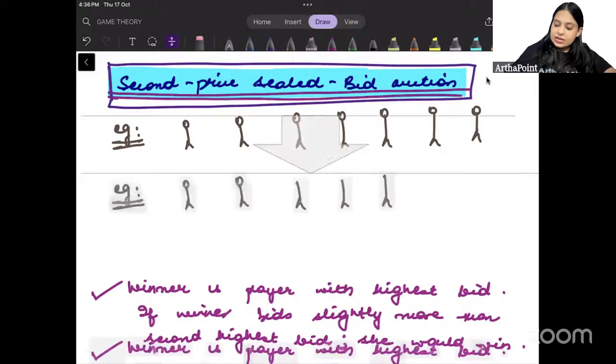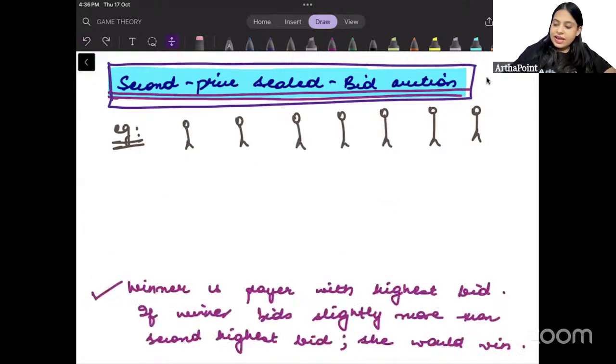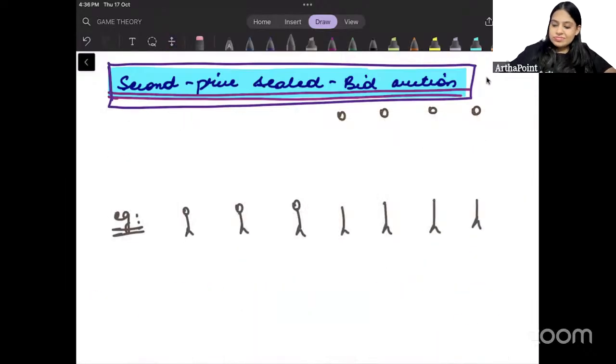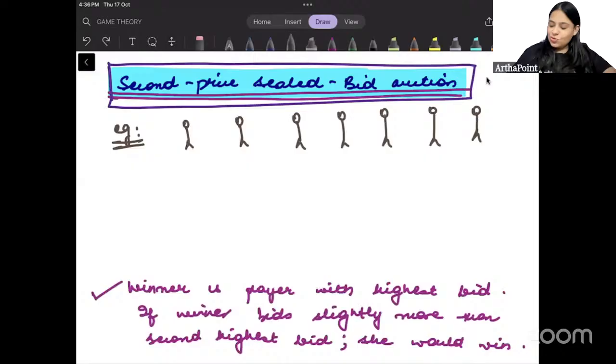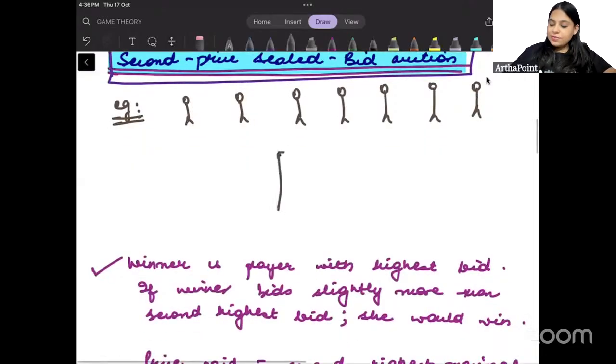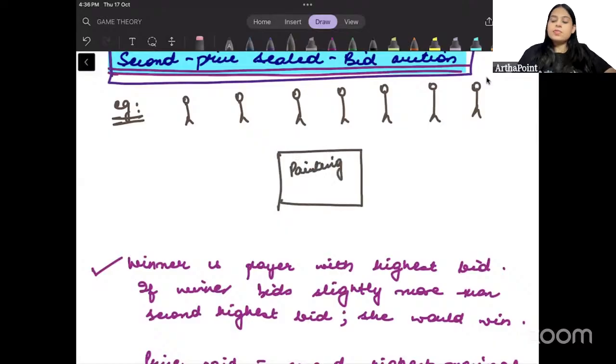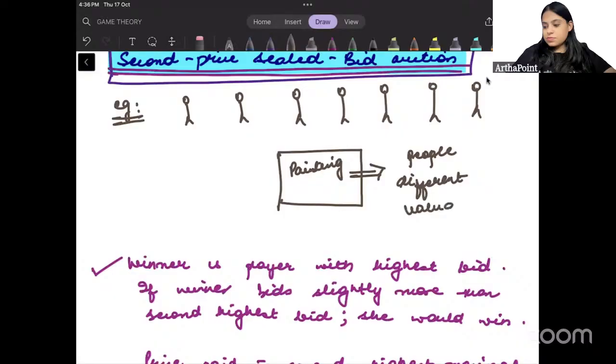So what was done here is that we have one painting here. Okay, no need to drag. So let's say I have a painting, right? And we want to sell this painting. For any product, people will have different valuations.